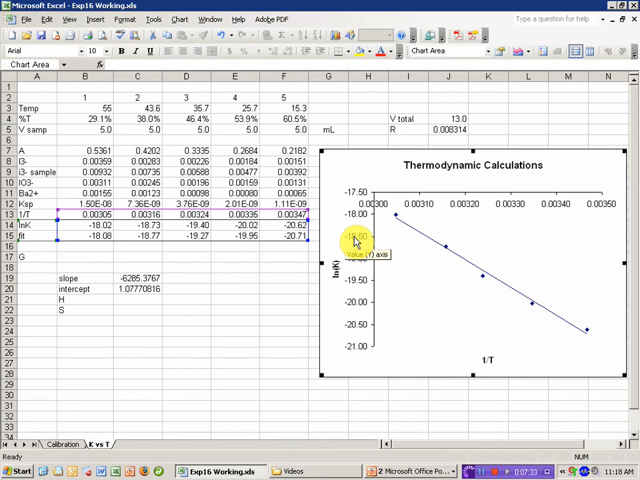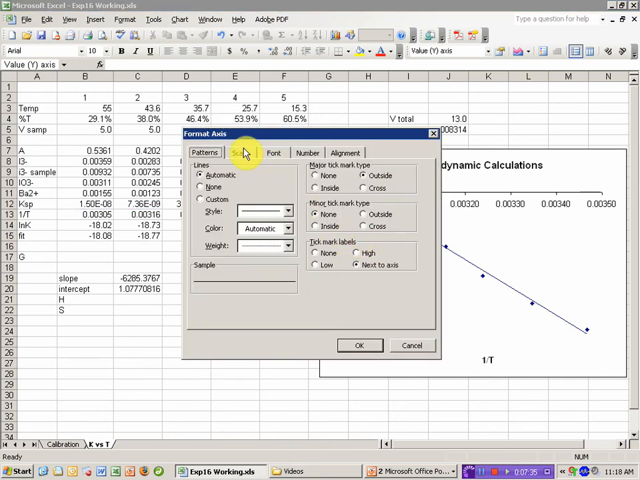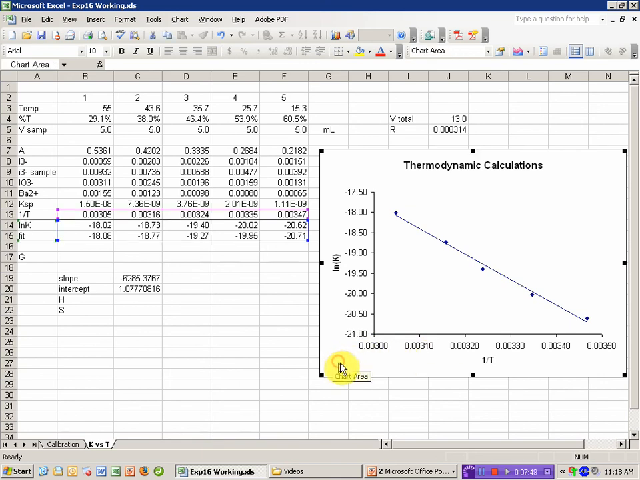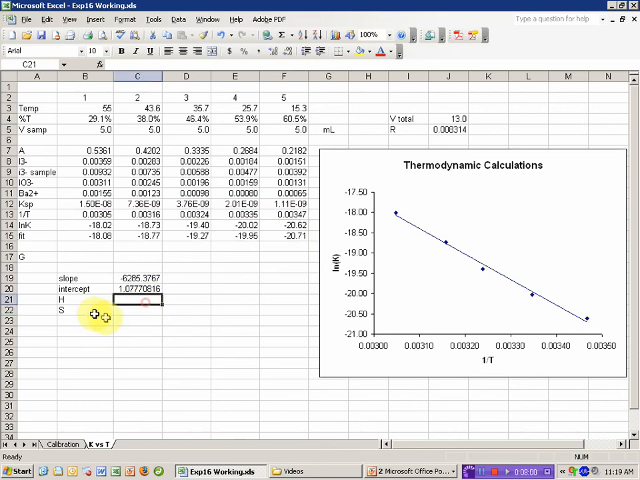I talked to you before about using a right click to open the format axis. You can also just double click on the axis. And there's an option down here for the value x-axis crosses at. Right now it's at the top. I want it at minus 21, so it's at the bottom. And there I go, and I get a plot I'm a little more comfortable with. So that looks okay. These two points are a little off the line, but on the whole, for experimental data in 1B, this is a good plot.